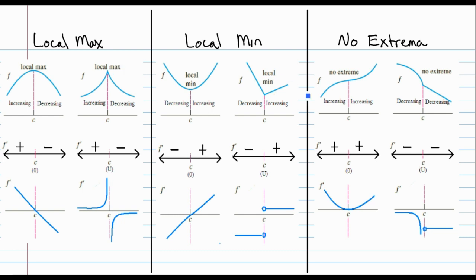And we have the same circumstances for a local min. Now we do have some situations for no extrema, where at that critical value, although the derivative may equal 0, the function is increasing before and after it, creating no extrema, or decreasing before and after it, creating no extrema in f.